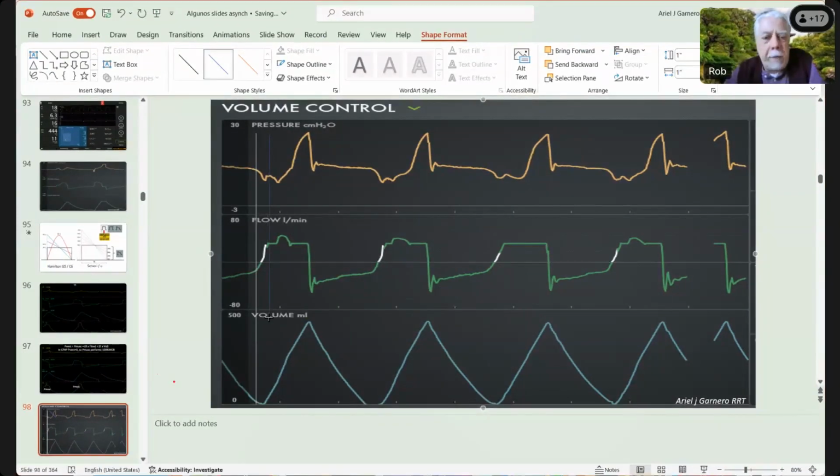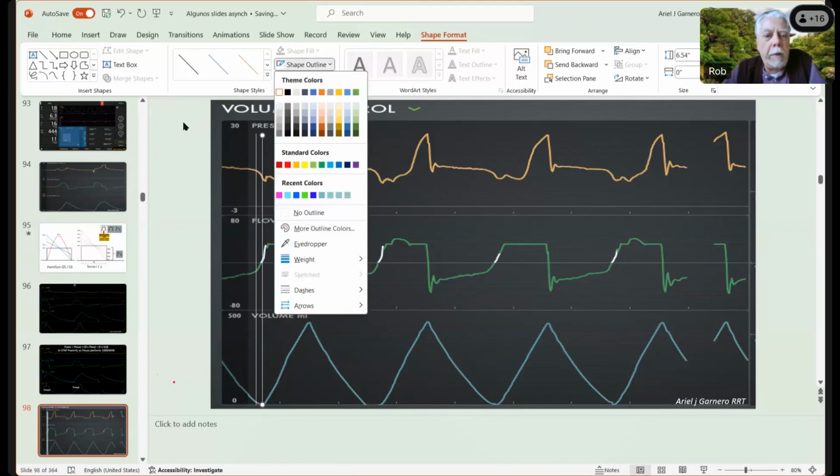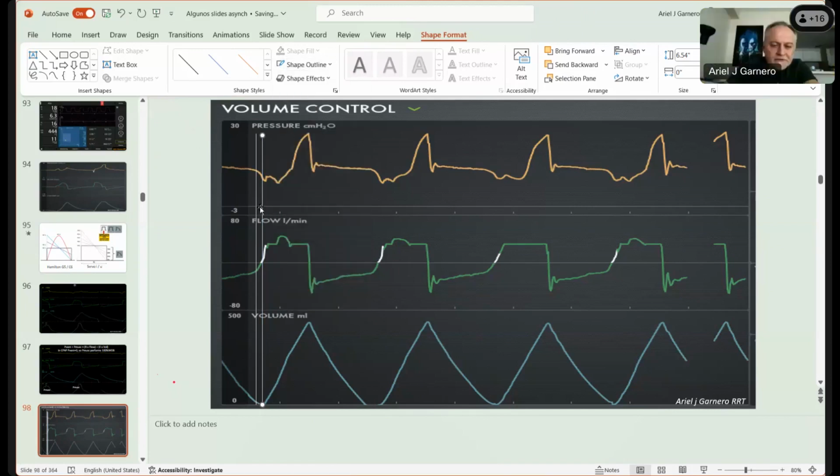Well, first of all, if you were to draw a line, let's look at the expiratory flow curve, and we see that it goes along pretty slow, pretty much as a straight line. Then all of a sudden it shoots up. Can you draw that in for us, Ari? Yes, I'm doing it.